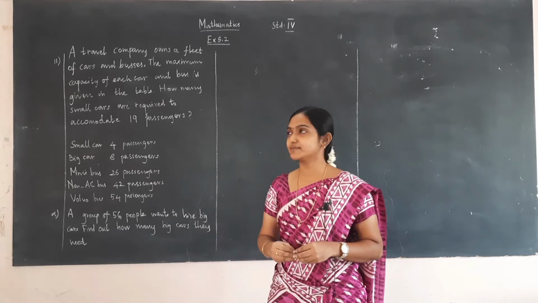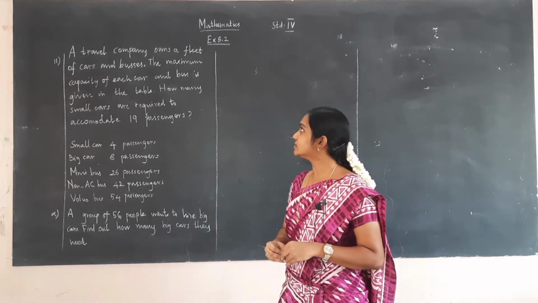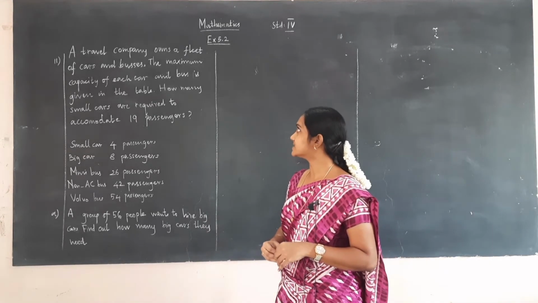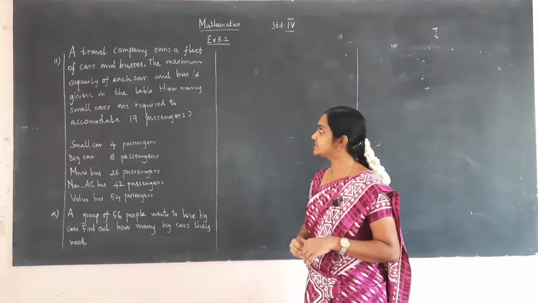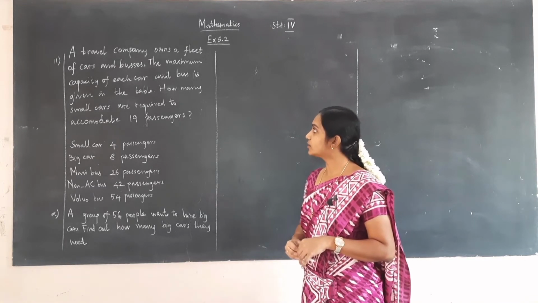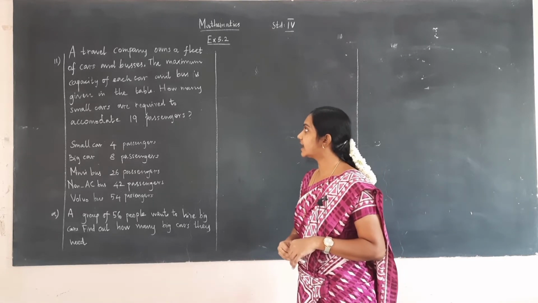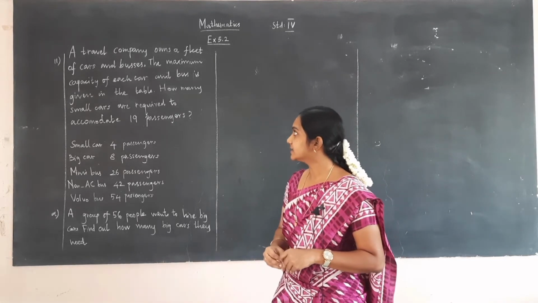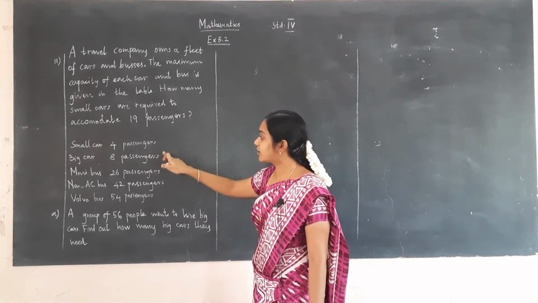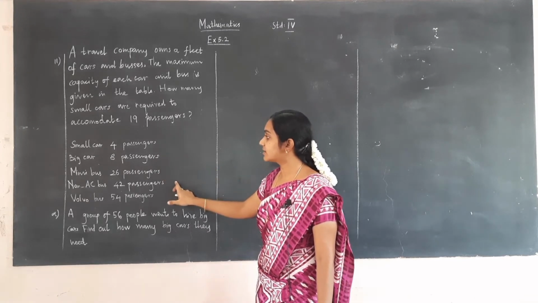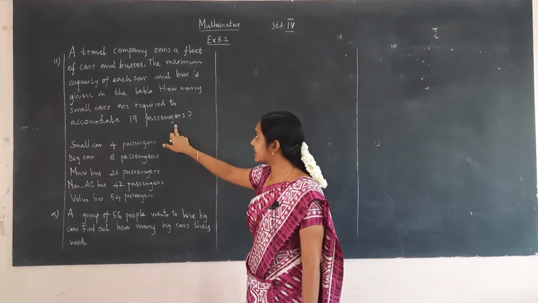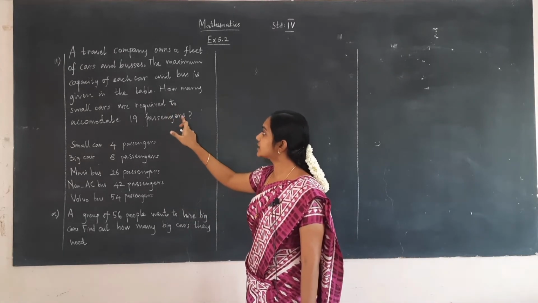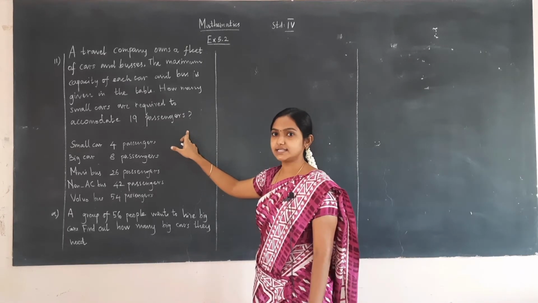The 11th problem is: a travel company owns a fleet of cars and buses. The maximum capacity of each car and bus is given in the table. How many small cars are required to accommodate 19 passengers? Here the capacity of small car, big car, minibus, non-AC bus, Volvo bus is given. Here a question is asked, how many small cars are required to accommodate 19 passengers?